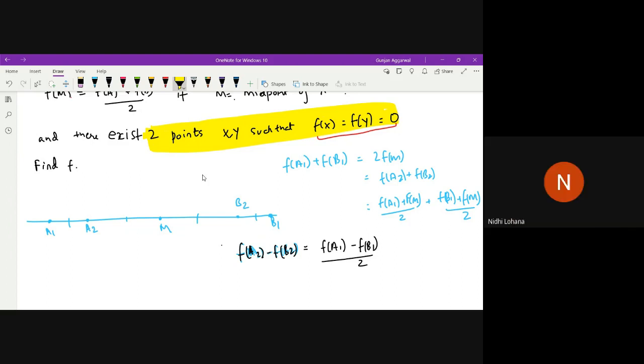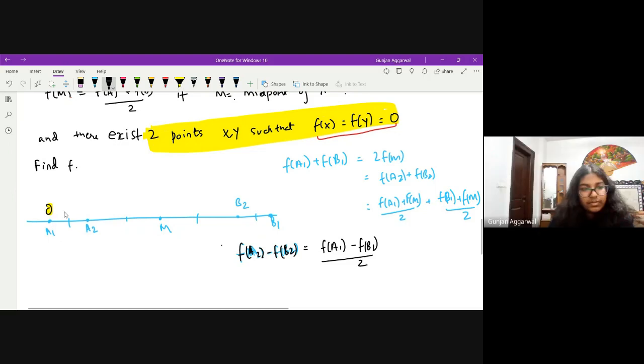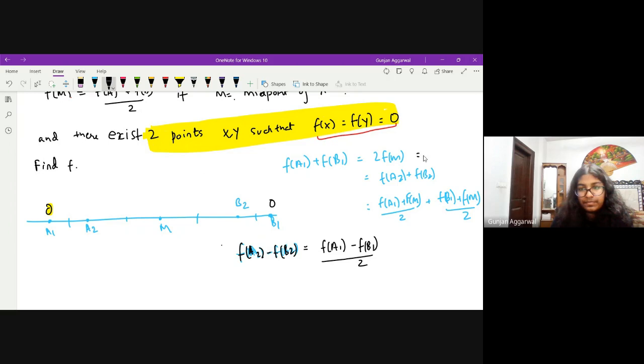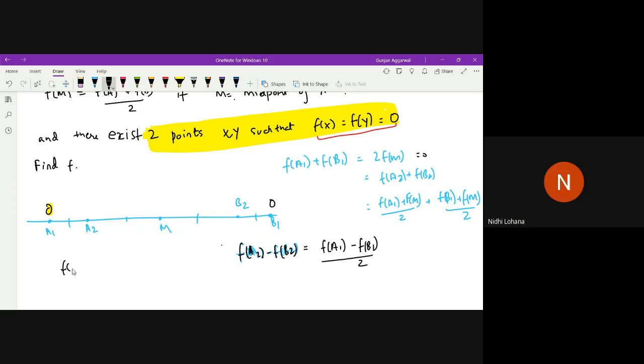So let A1 and B1 be those x and y, so that f of x and f of y is 0. So this value is 0, this value is 0. So f of M is 0. And f of A2 is also f of A1 plus f of M by 2. So f of A2 is also 0. Similarly, all points on that line become 0.